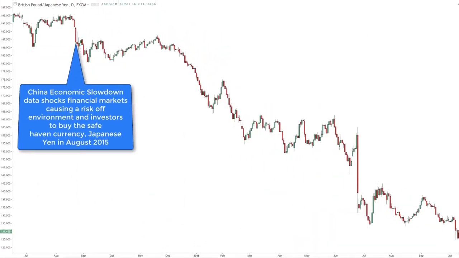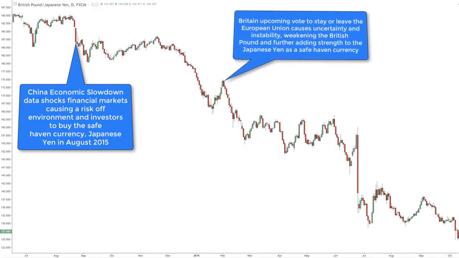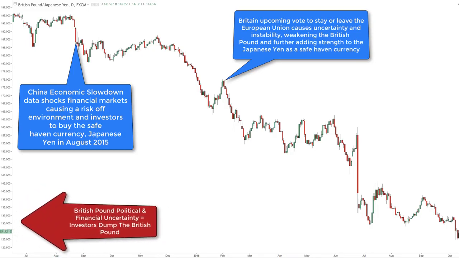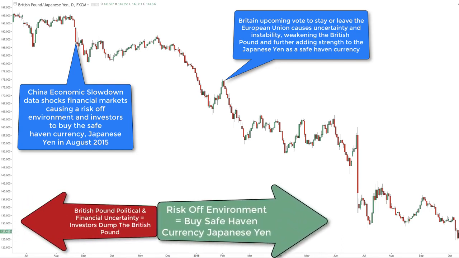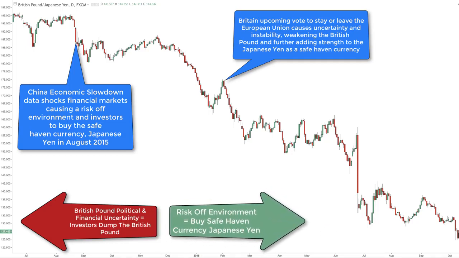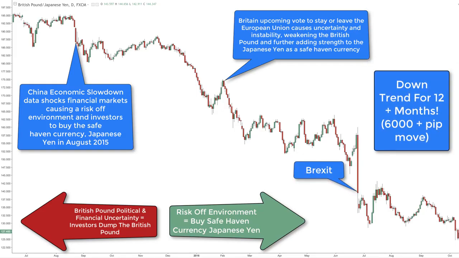The risk of China, the world's second biggest economy, slowing down and possibly going into the contraction phase of the business cycle after years of boom created a risk-off environment in August 2015. Also in late 2015, early 2016, the United Kingdom vote to stay or leave the European Union, otherwise known as Brexit, was coming into focus. This created uncertainty both financially and politically for the value of the British pound. The Japanese currency gained in strength on both the risk-off environment created by China as well as Brexit voting uncertainty, while the British pound suffered.